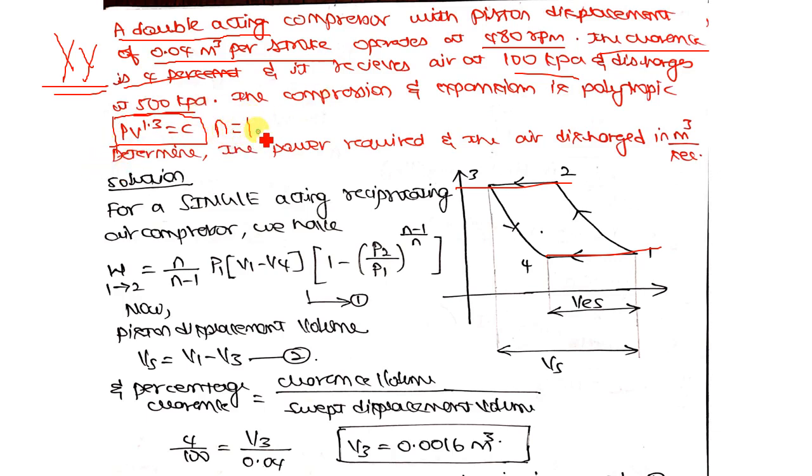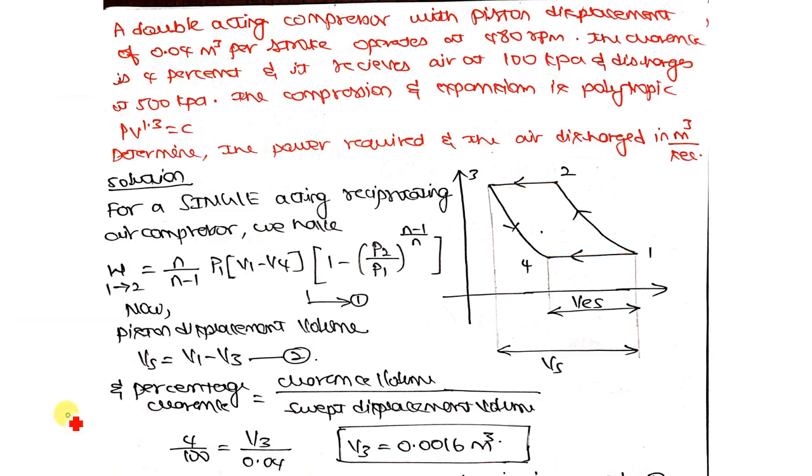Okay, now determine the power required and the air discharge. So you need to calculate the volume of the discharged air, and you need to calculate the power which is required to drive this compressor. How will you do it? First you have to calculate what amount of work you need to input into the system. Then you multiply it by the speed of the compressor, which is given as 480 rpm here, and you will get the power required to drive it. Okay, that is how.